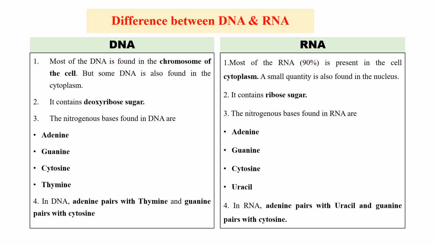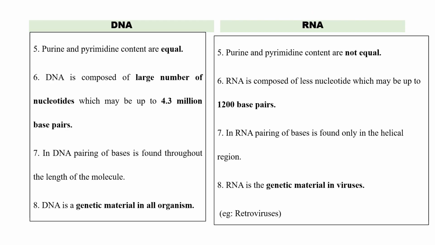The main difference between DNA and RNA in nitrogenous bases is that instead of thymine, RNA will contain uracil and other bases like adenine, guanine, and cytosine, which are present in both DNA and RNA. In DNA, adenine pairs with thymine and guanine pairs with cytosine. In RNA, adenine pairs with uracil and guanine pairs with cytosine. In DNA, purine and pyrimidine content are equal, whereas in RNA, purine and pyrimidine content are not equal.